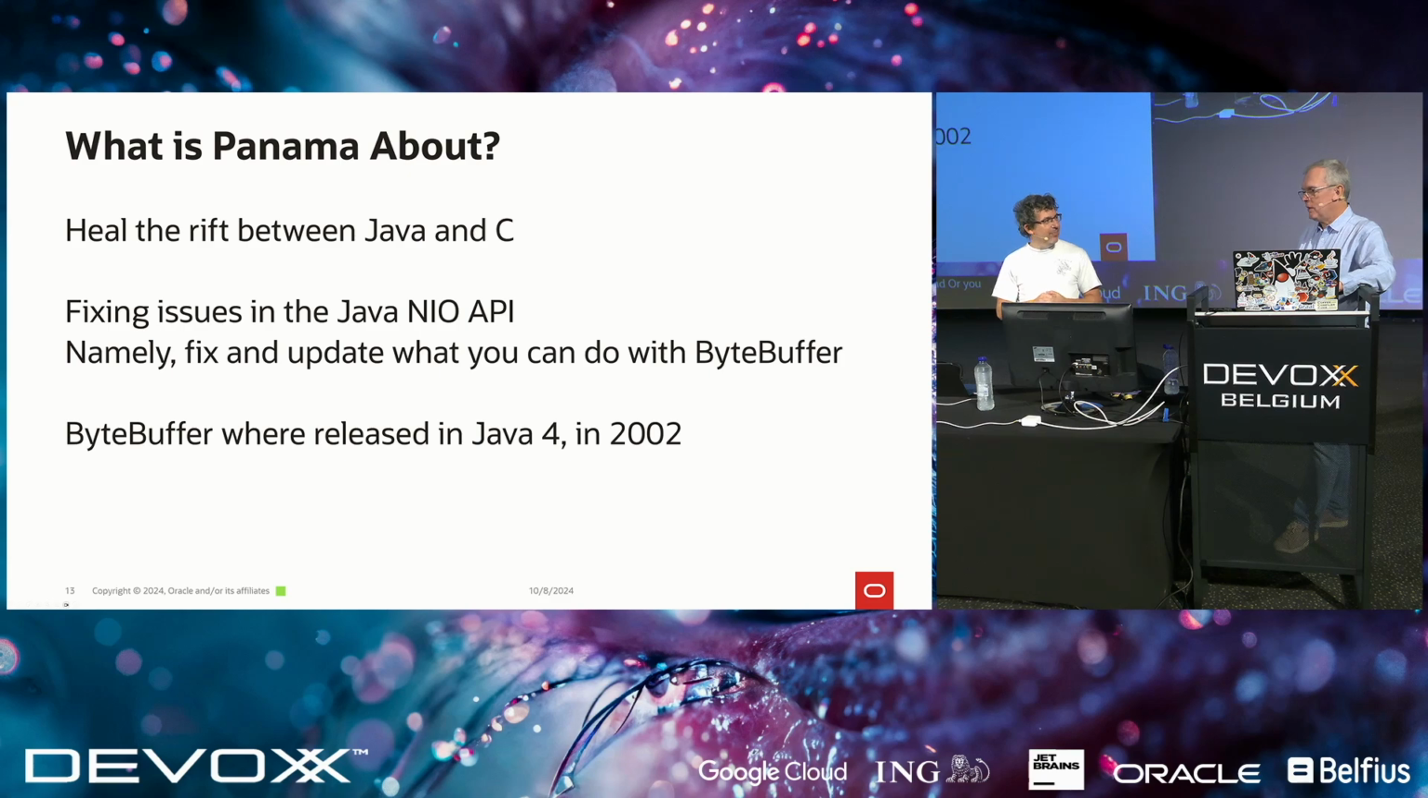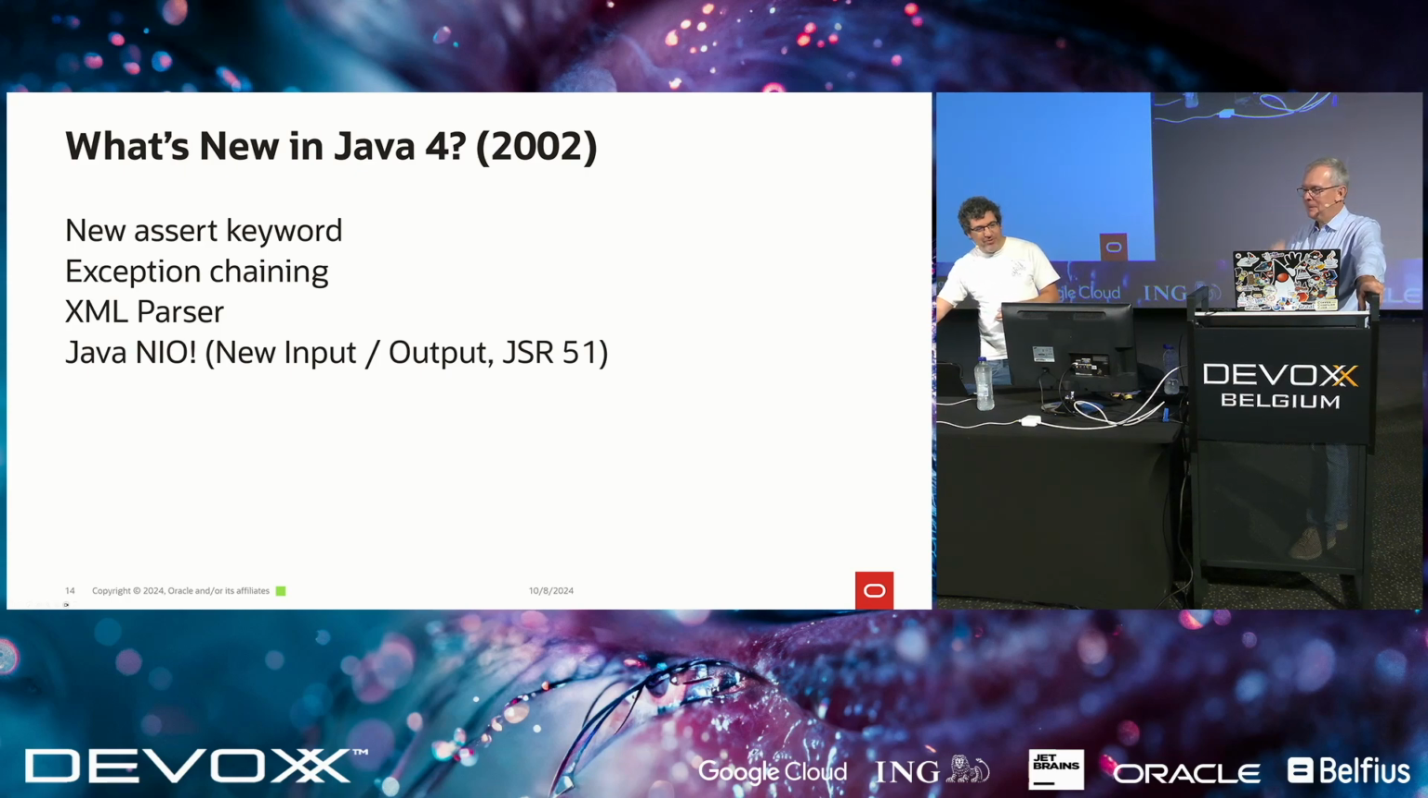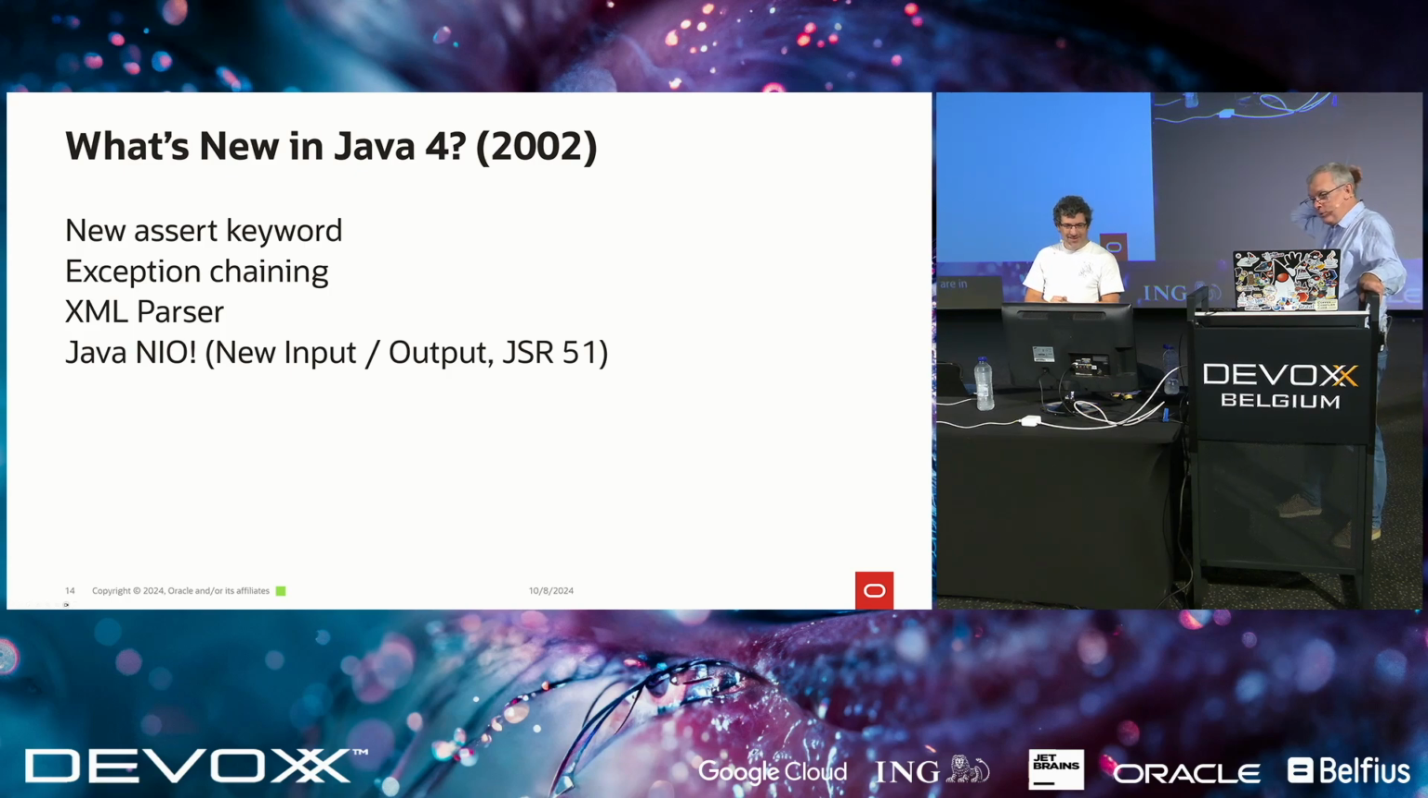So you said 20, that's actually 22 years ago. Yeah, more than 20 years ago, a long time ago. So what was new in Java 4? Yeah, let's pretend we are in 2002. What are the nice features of Java 4? I need to dye my hair.